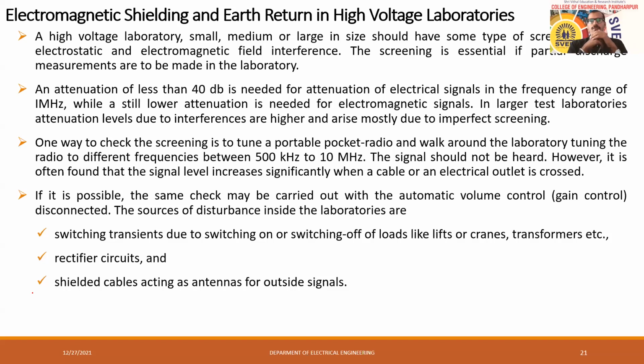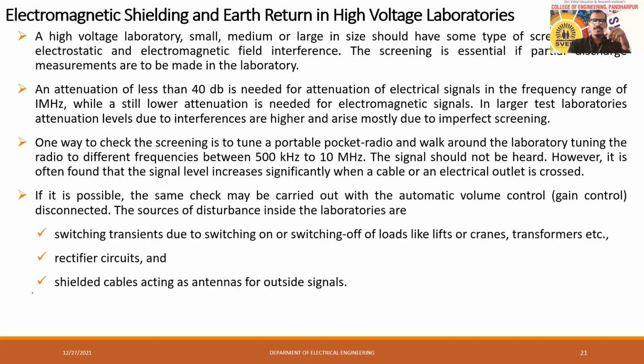We have to take care that the screening is tuned for pocket radios, or for people carrying mobile phones in a college and laboratory. For frequency ranges between 5 kilohertz and 100 megahertz, whatever signal is there should not be heard. In such cases, it is possible with automatic volume control, meaning gain control, and if the signal is not being received, it disconnects.